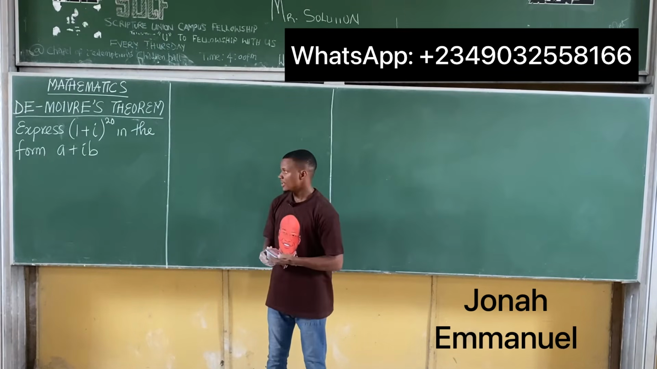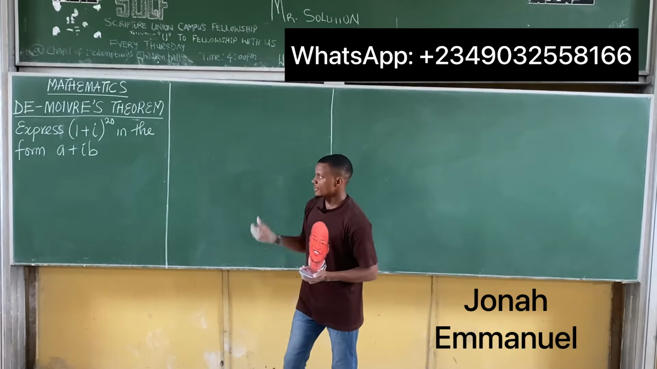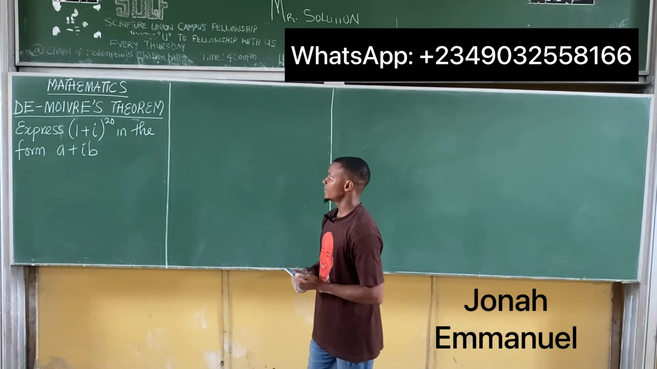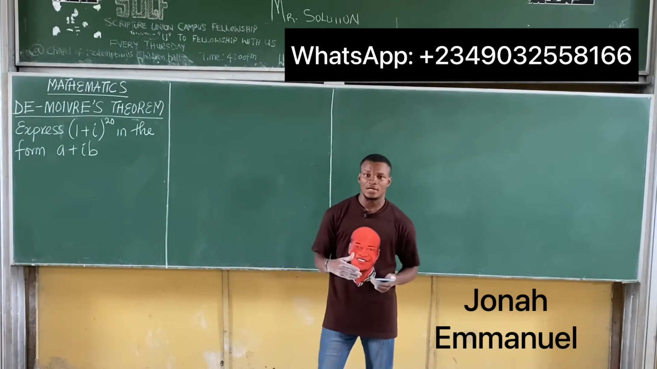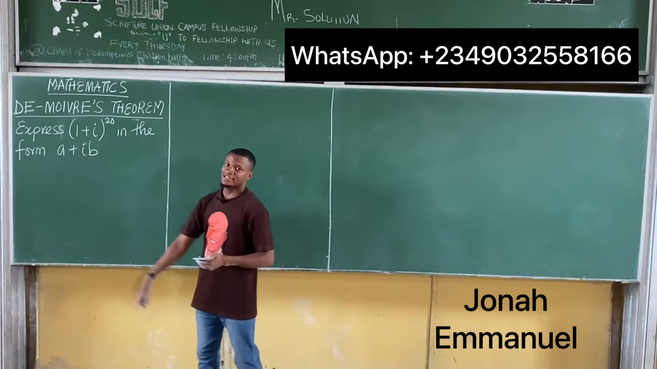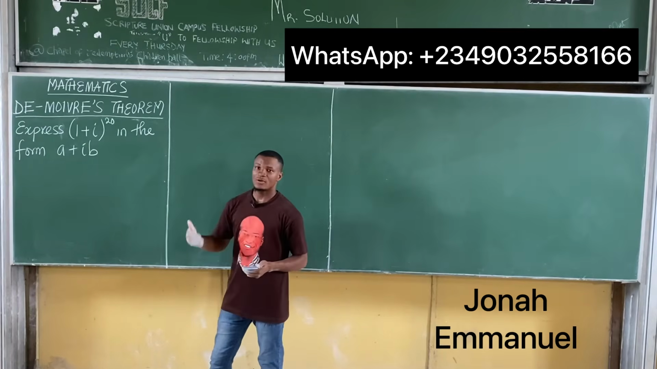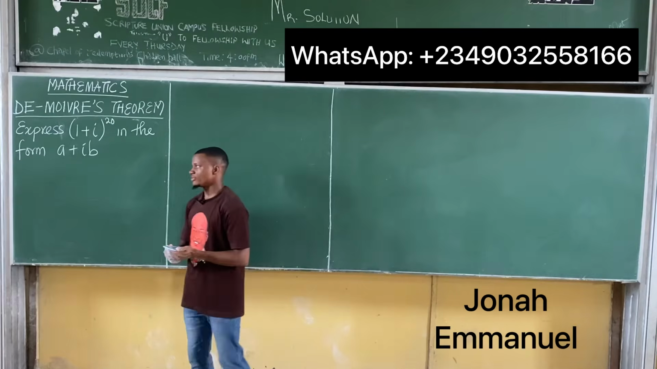All right. So let's take another example on De-Moivre's theorem. This question says express 1 plus I to the power 20 in the form a plus ib. Now, in this case we have to use De-Moivre's theorem because the power here is quite large, and we can't start expanding this by multiplying it by itself one by one. That will waste time. Let's use De-Moivre's theorem straight up.